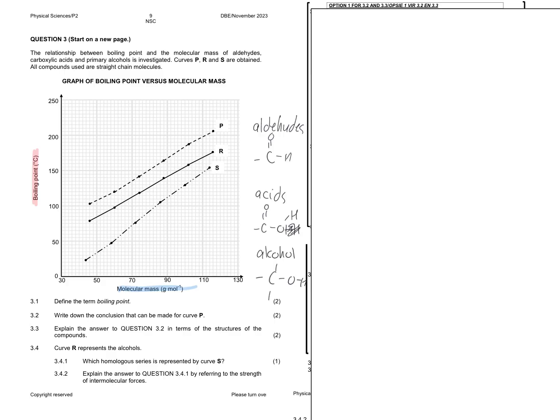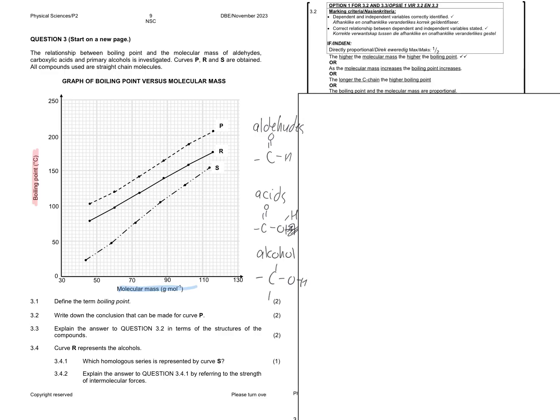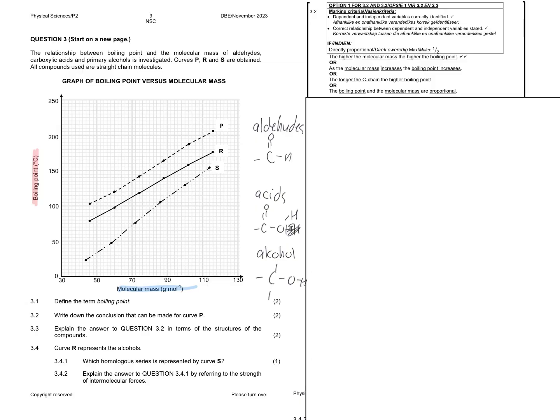They ask, what is the conclusion that can be made for curve P? This graph, well, all 3 of them actually, but P specifically, the relationship is directly proportional. So they are directly proportional. You get 1 out of 2. But the molecular mass is directly proportional to the boiling point. So the longer the carbon chain, the higher the boiling point. The molecular mass increases, the boiling point increases. The higher the molecular mass, the higher the boiling point.